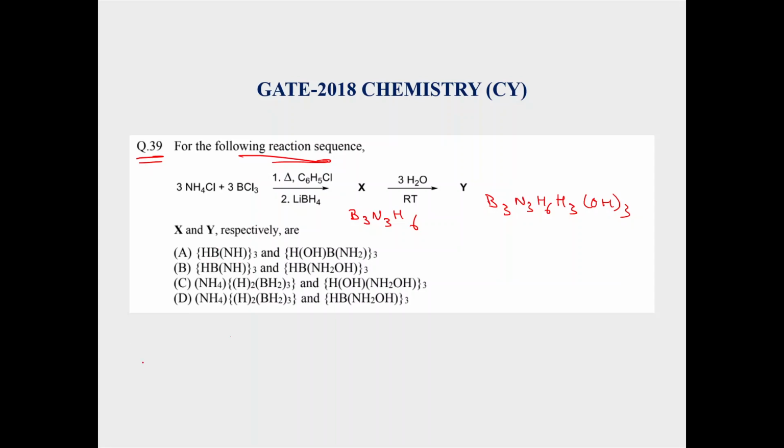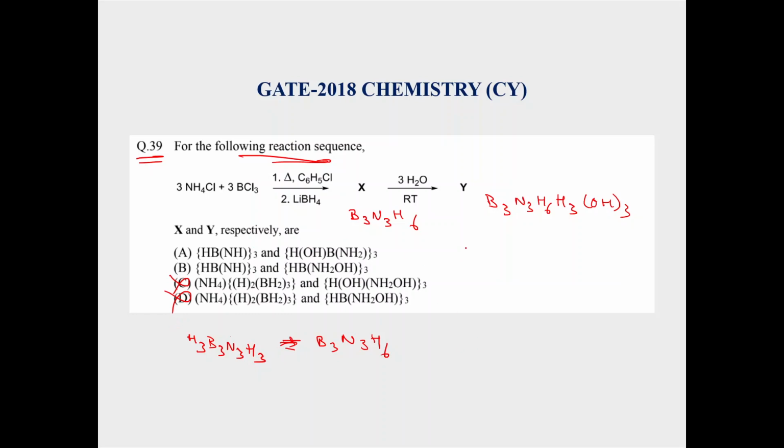So if we break this, what will be this? H3, B3, N3, H3. Right. That is nothing but this, just they are trying to confuse: B3, N3, H6. So in A and B, it is given B3, N3, H6, that is the inorganic benzene or borazine, but in C and D, the X is something else. So we can just eliminate these two options and then we will see this one.